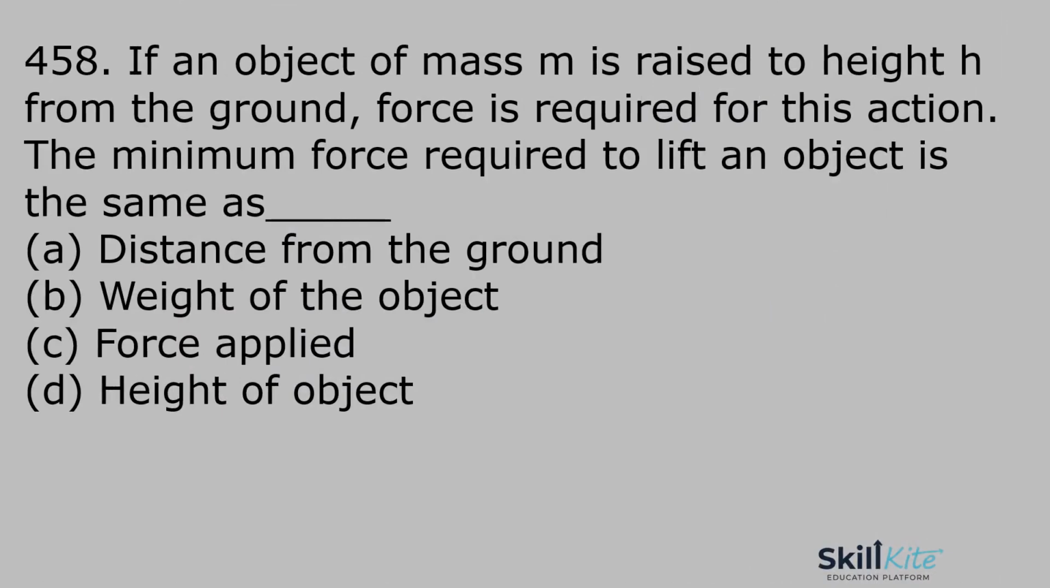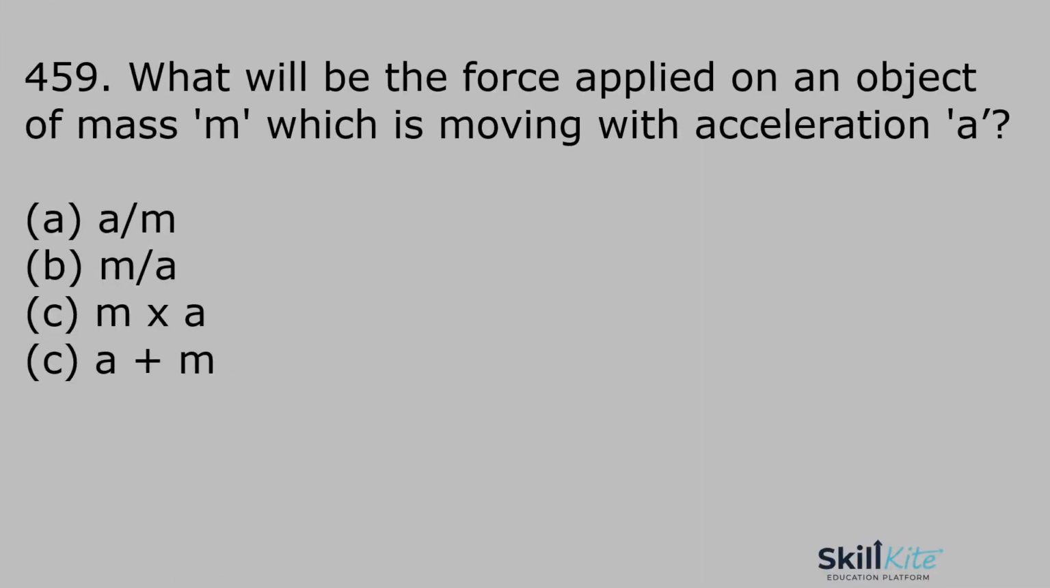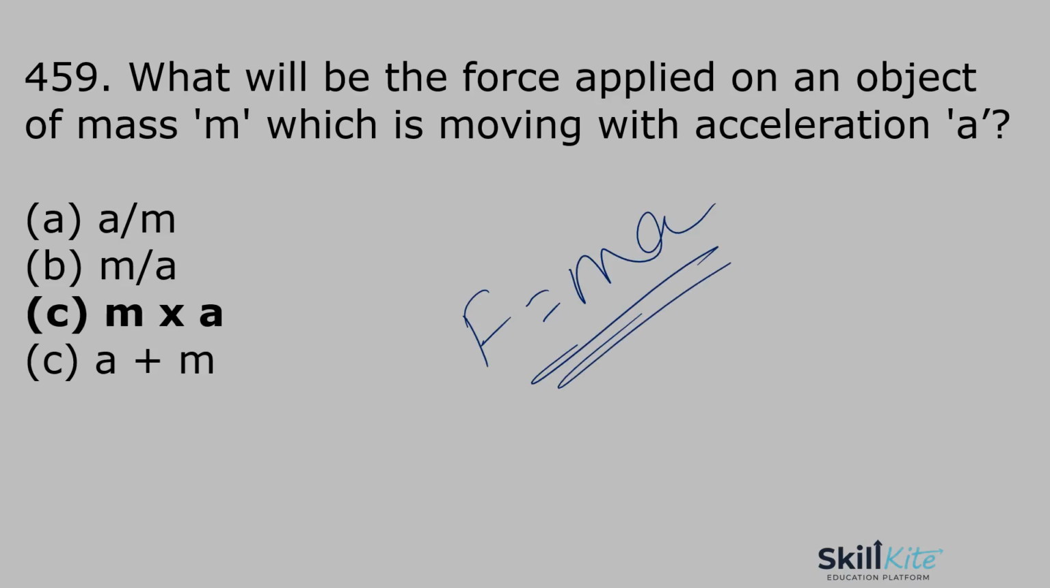If an object of mass m is raised to a height h from the ground, force is required for this action. The minimum force required to lift the object is equal to the weight of the object. What will be the force applied on an object of mass m which is moving with an acceleration? So F equals m a, mass into acceleration.